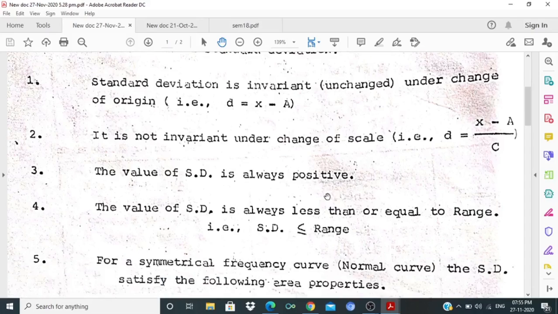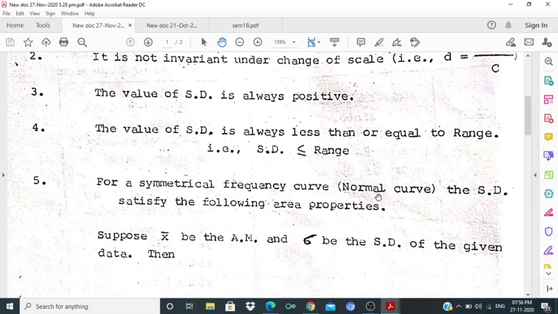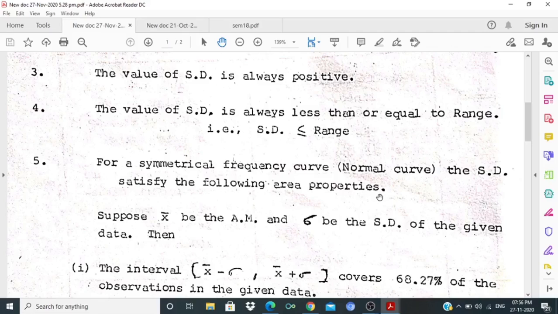The value of standard deviation is always positive. And the standard deviation is always less than or equal to the range. It should not be greater than the range. For a symmetric frequency distribution, this is the most important property of standard deviation: the relationship between mean and standard deviation decides the shape of the frequency curve, the symmetrical frequency curve, the normal frequency curve.